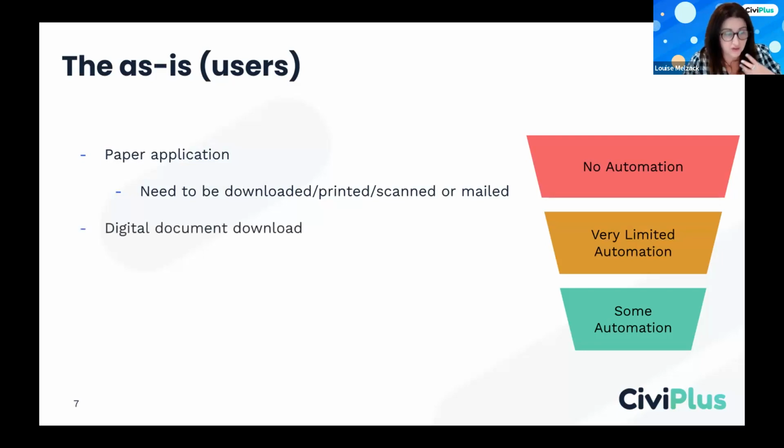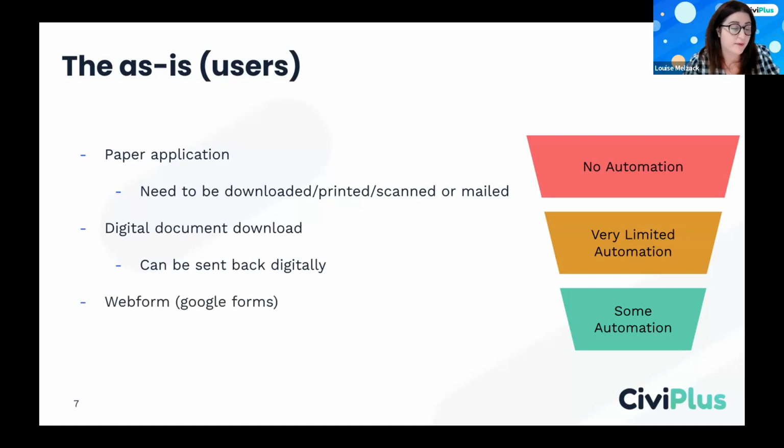You might have a digital document download, which makes things a little bit automated, which means they can download something, fill it in, and then send it back by email straight away without having to print anything out and scan it. And then a level up would be using some sort of web form, maybe Google Forms, which are really popular at the moment. That gives you some automation: people fill in the application on the form, it all gets stored centrally, and then you can export that to a CSV to look at the data of the applications that have come in.